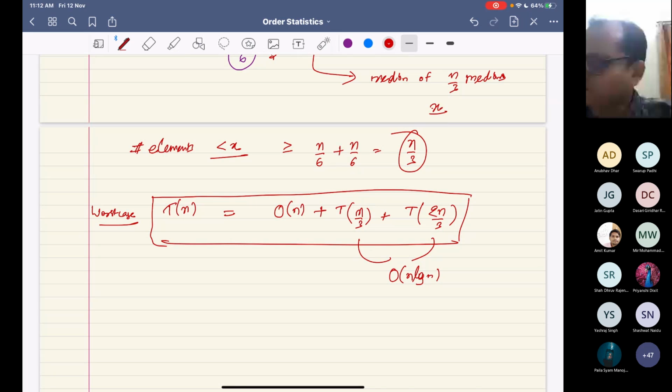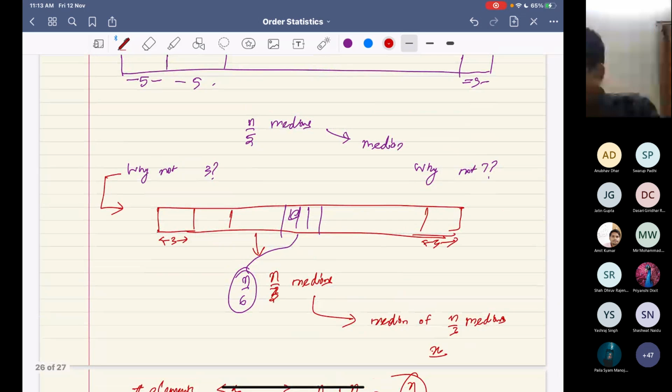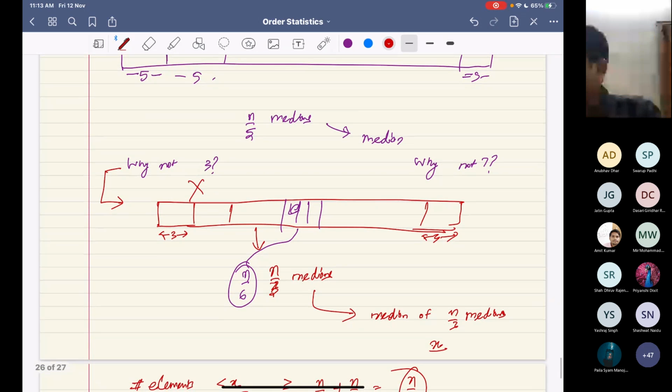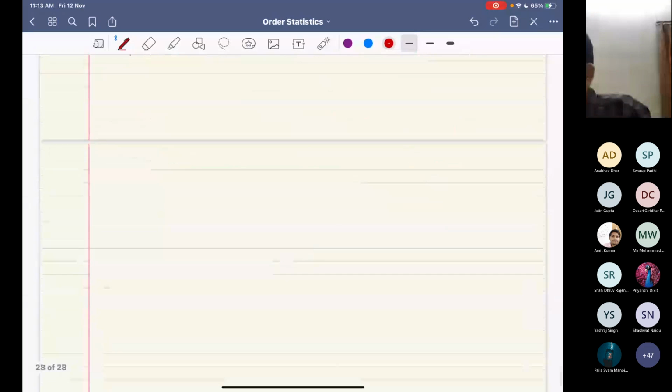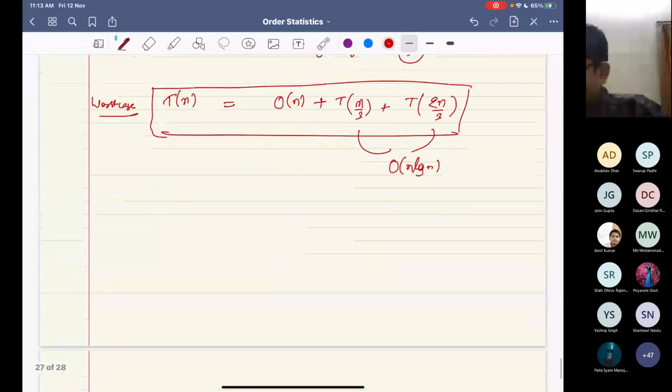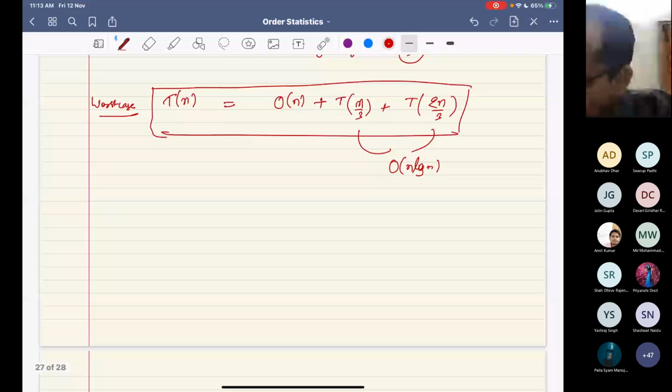So replacing 5 by 3 does not help you at all. This gives you order n log n. Not good. So 3 will not work. Why not 7? What will happen if we take 7? Okay, let's take 7.